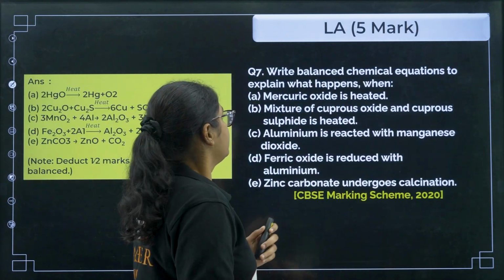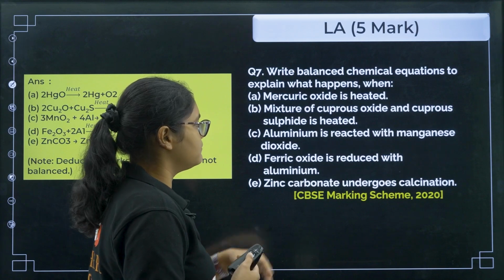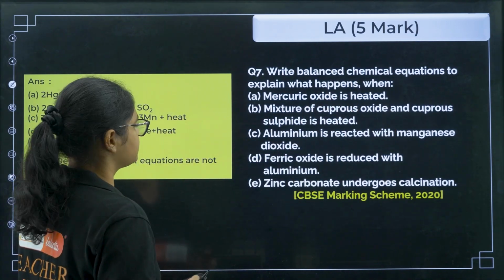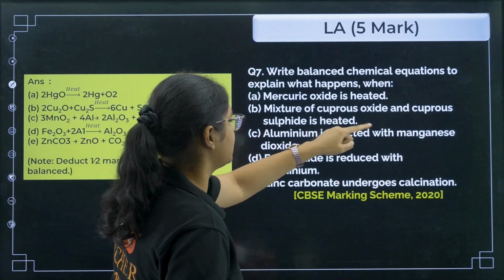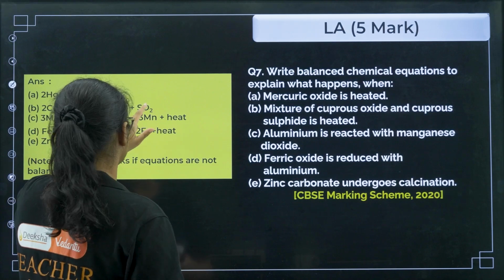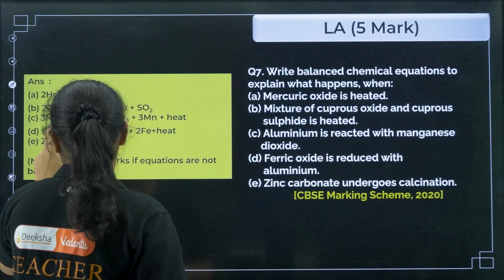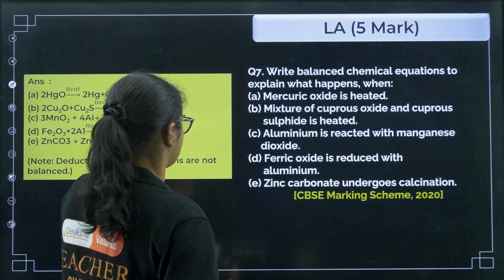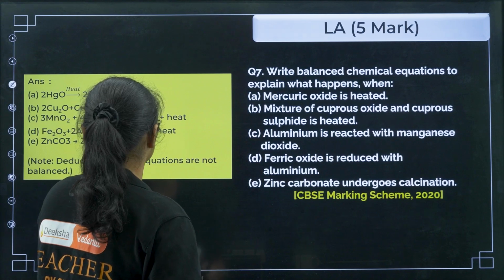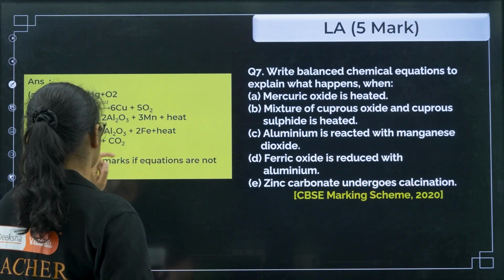Next, question number 7: write the balanced chemical equations to explain what happens when mercuric oxide is heated. If you heat mercuric oxide, we'll get Hg plus O2. A mixture of cuprous oxide and cuprous sulfide is heated. That is the reduction of copper, right? So we'll get copper plus SO2. Now aluminium is reacted with manganese dioxide. So MnO2 plus Al gives Al2O3 plus Mn plus heat. Ferric oxide is reduced with aluminium. So we'll get aluminium oxide, iron and heat. Zinc carbonate undergoes calcination. We will get zinc oxide plus CO2.